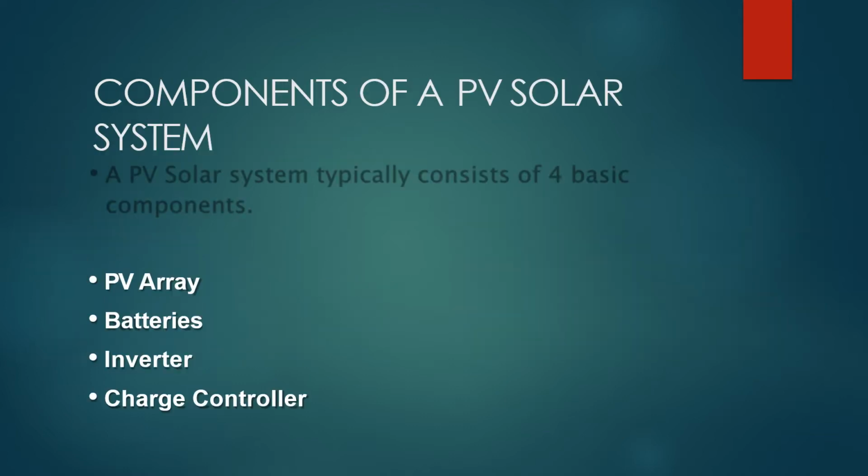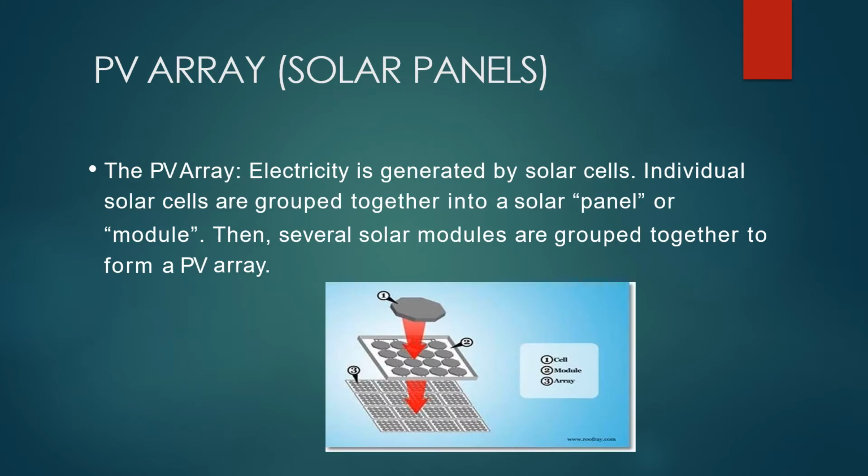Now we can see the components of a PV solar system. It typically consists of four basic components: PV array, batteries, inverter and charge controller. The first element is the PV array. What is a PV array? The electricity is generated by solar cells. Individual solar cells are grouped together into a solar panel, or we call it a module. Then several modules are grouped together to form a PV array. So first cells are grouped together to form a module, and these modules are grouped together to form a PV array.